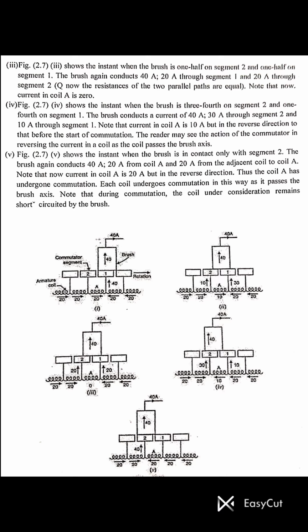Ideal commutation, explained simply. Let's take the case of ideal commutation. What does ideal mean? It means the current reverses completely and smoothly, with no sparking. Here's what we assume.